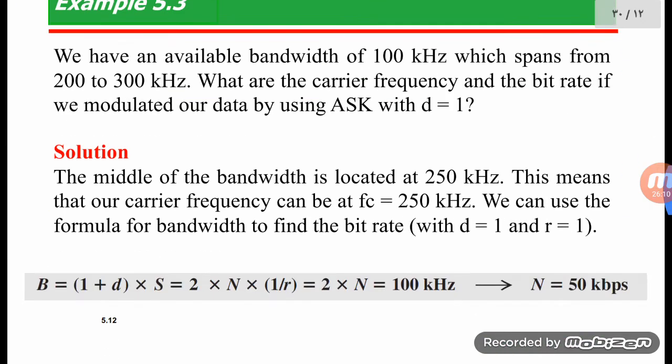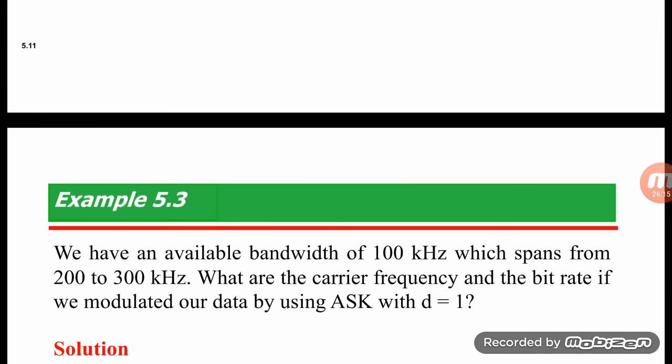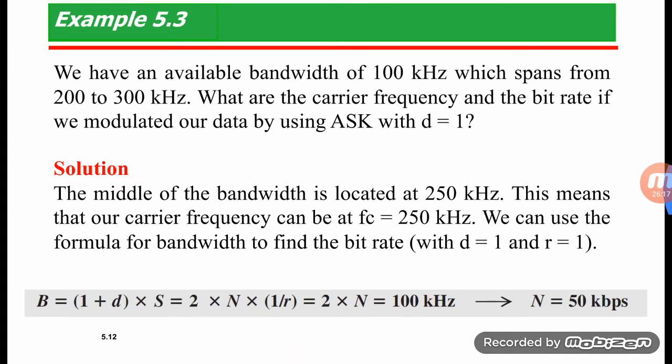Now implementation, I just talked about it. This is how you can implement it. Now let's take an example. We have an available bandwidth of 100 kilohertz, which spans from 200 to 300 kilohertz. What's the meaning of spans? 100 kilohertz, it spans from 200 to 300 kilohertz.